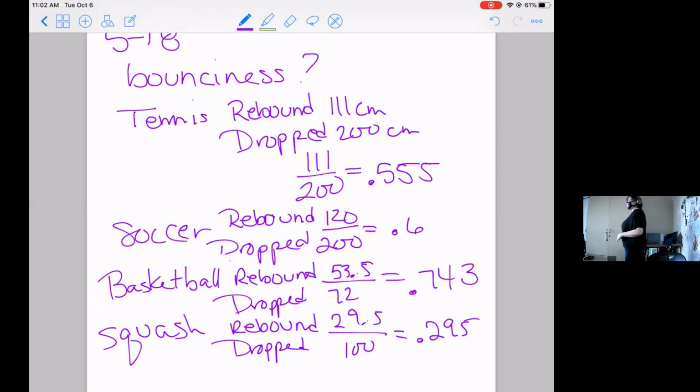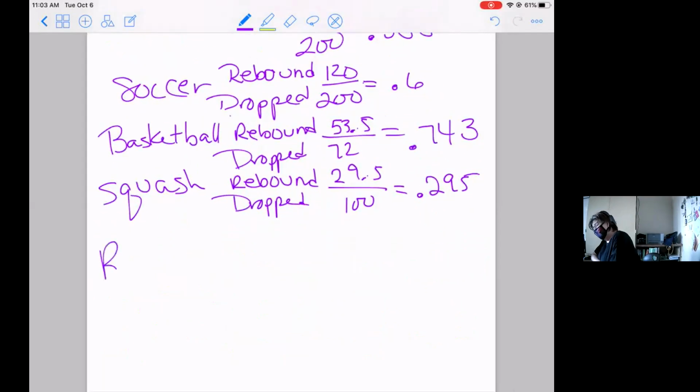Now, could I use this method for any ball, you think, to determine how bouncy it is? Okay. Can we come up with a little formula for ourselves to see how it rebounds? What would be your formula? Rebound is equal to? Or do you want to say bounce? It's called, by the way, the rebound ratio.